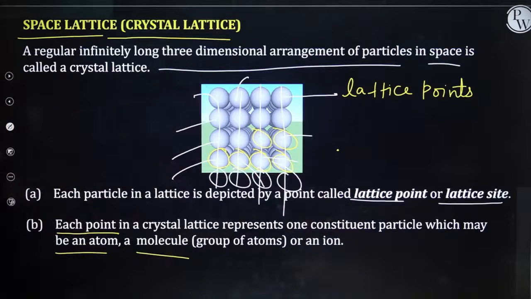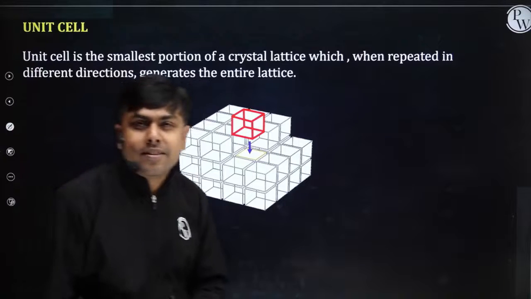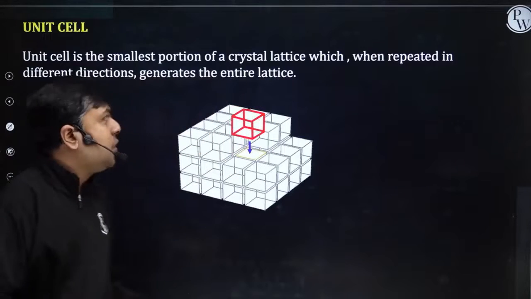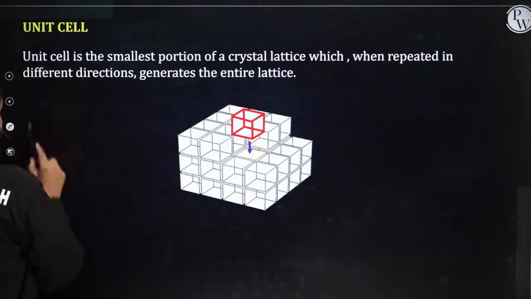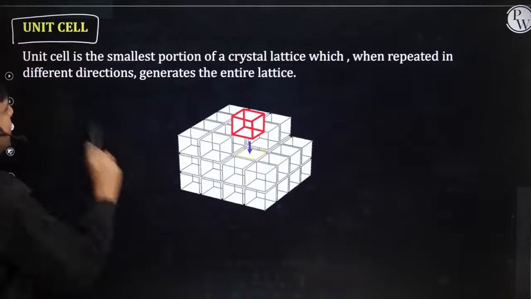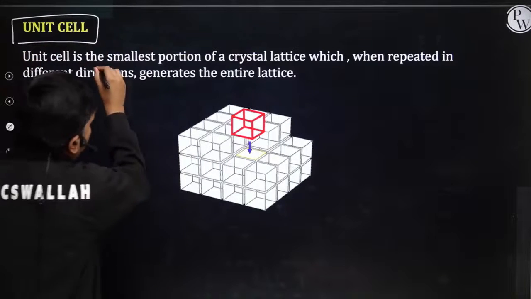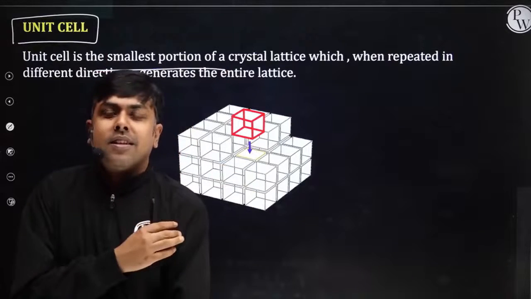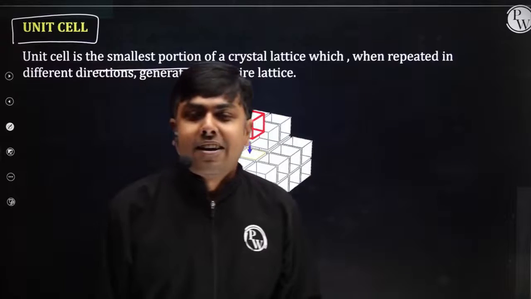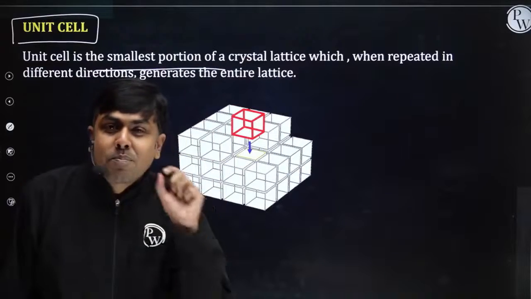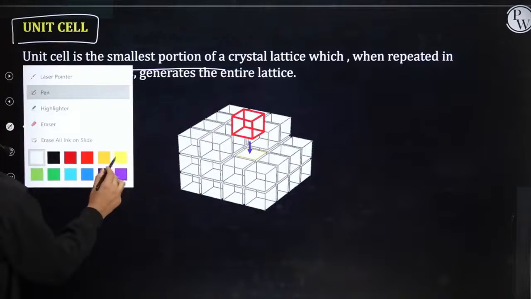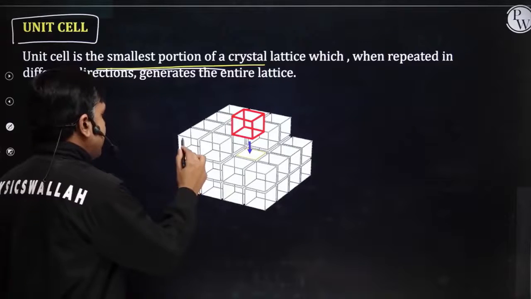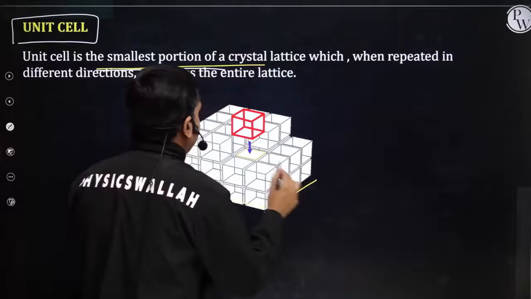Students, now let's define one more important term, and this is nothing but the unit cell. How do we define it? Can you define unit cell? Students, we define unit cell for a crystalline solid. Unit cell is basically the smallest portion of the crystalline lattice, which when repeated in three dimensions generates the entire lattice.